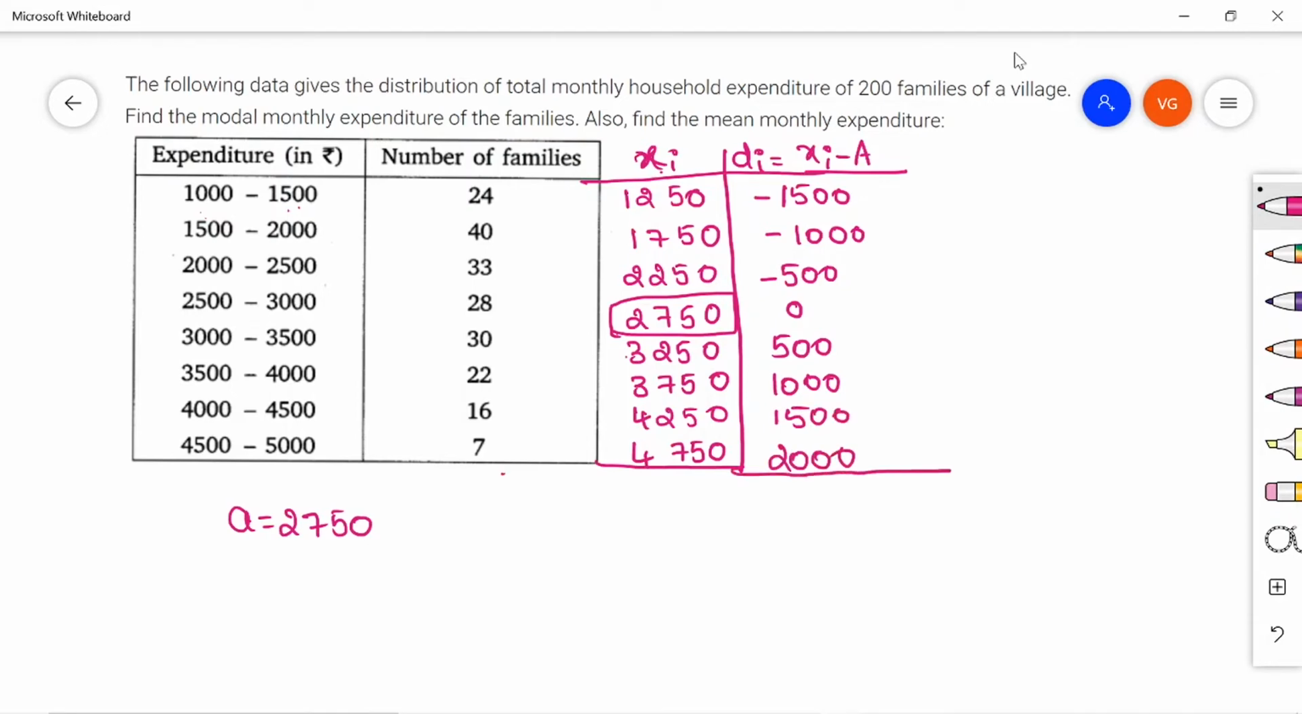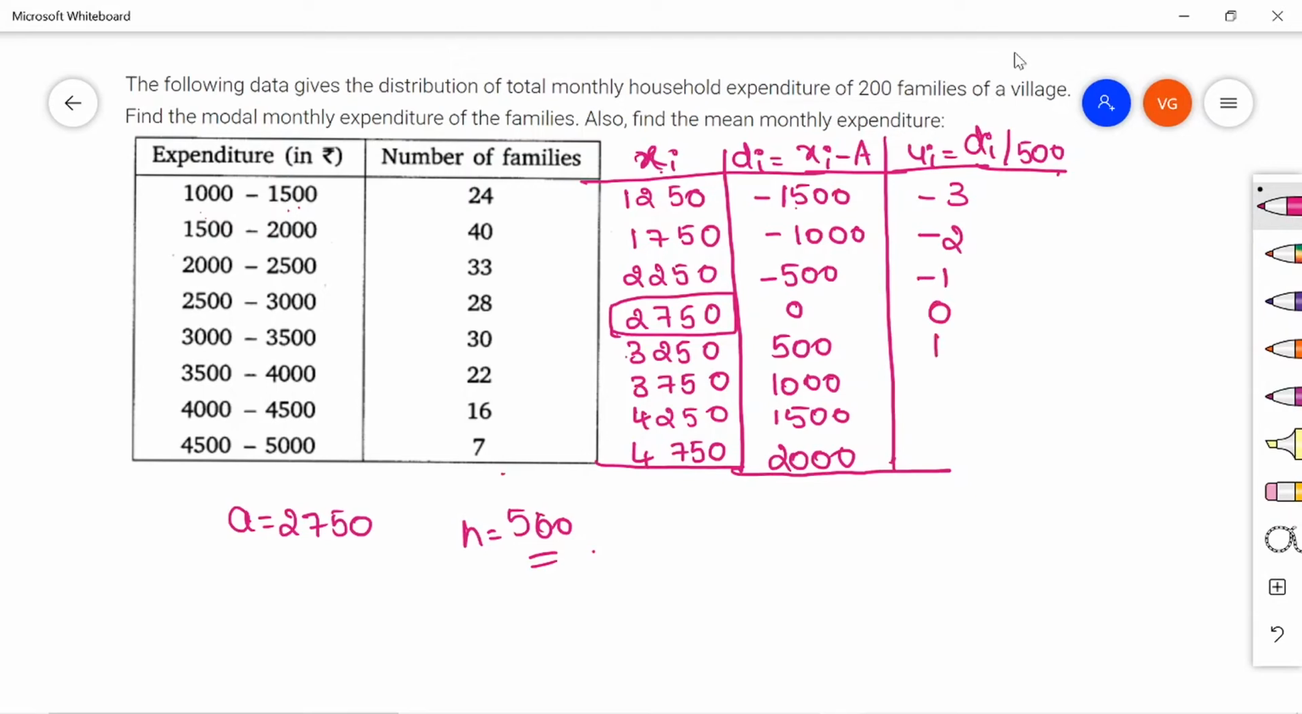So if you observe here, still the deviation values are in thousands. So we can take the step deviation method. So the step size you can select something like 500. So I am taking ui is equal to di divided by h, that is 500 here. So h value I am selecting as 500 step size. So minus 1500 divided by 500 is minus 3. Minus 1000 divided by 500 is minus 2, minus 1, 0, 1, 2, 3, 4.